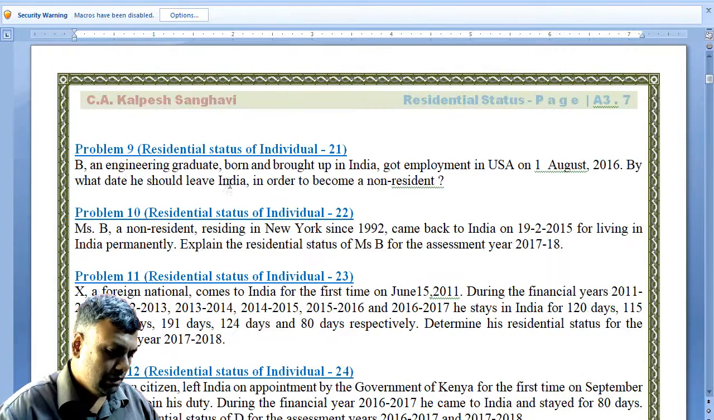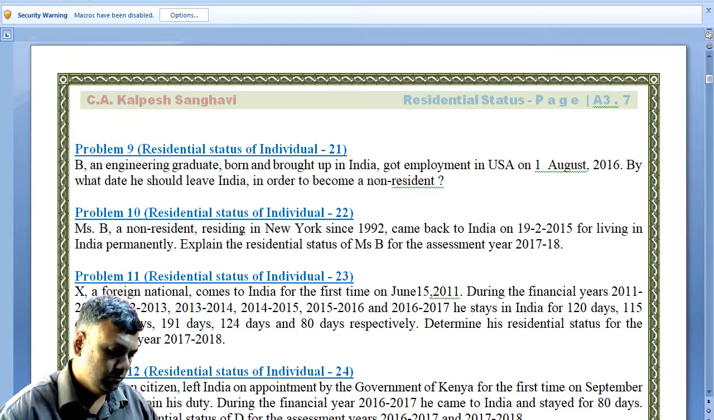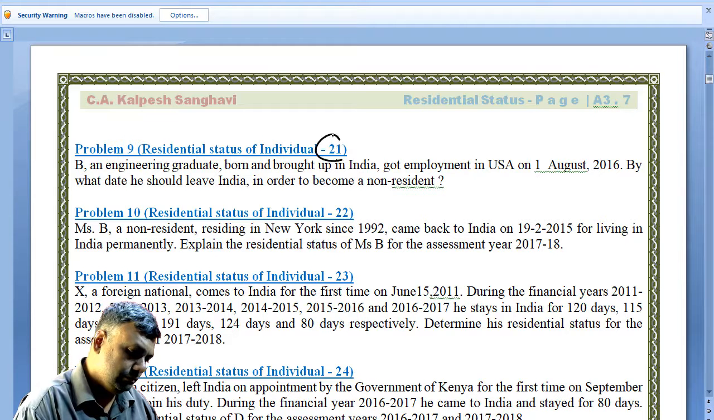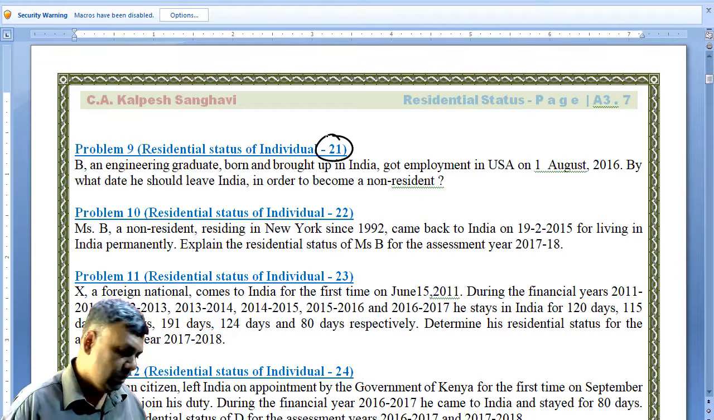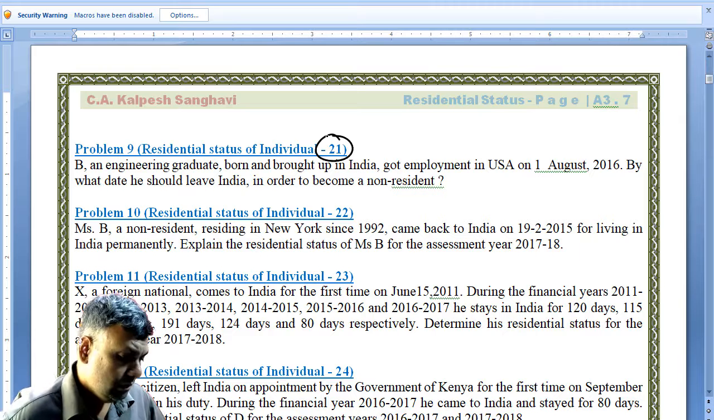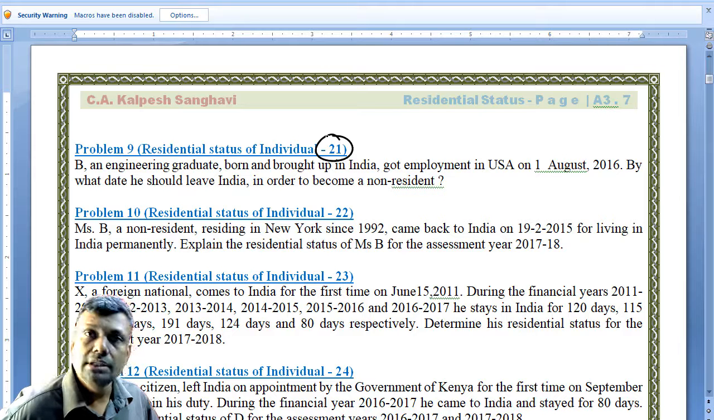Question ID number 21. B. An engineering graduate born and brought up in India got employment in USA on 1st August 2016. By what date he should leave India in order to become a non-resident? Good question.